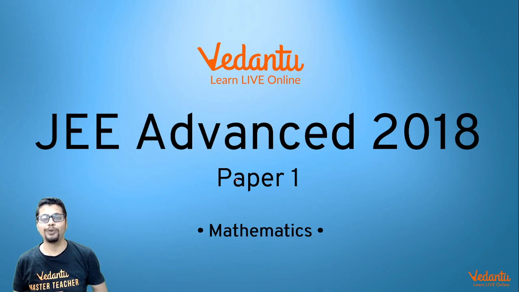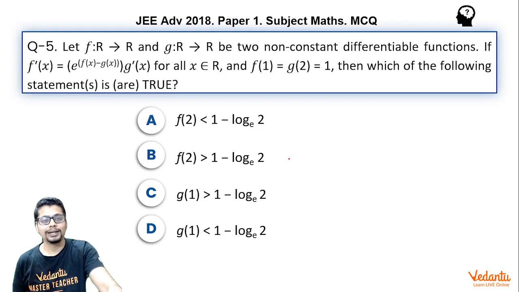We are discussing JEE Advanced 2018, Paper-1, Mathematics, and the question for this video is this. Let there be functions f and g, both defined from all real to all real, that means the domain being all real values and the codomain being all real values, be two non-constant differentiable functions. If f prime x is equal to e to the power (fx minus gx) multiplied by g prime x for all x belonging to real, and f of 1 equal to g of 2 equal to 1, then which of the following statement or statements are true?